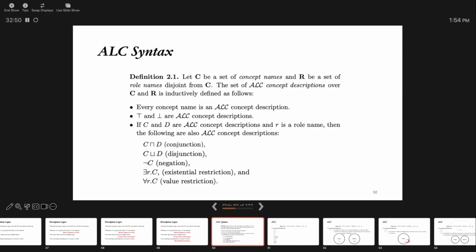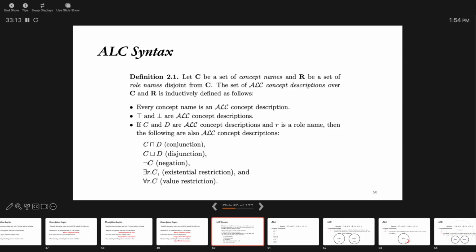Now, if C and D are ALC concept descriptions and R is a role name, then you also have these as concept descriptions here. And these are just ways you can combine the classes and relations. You can conjoin them, you can disjoin them, you can negate classes, you can put quantifiers next to roles over classes, and in both cases.